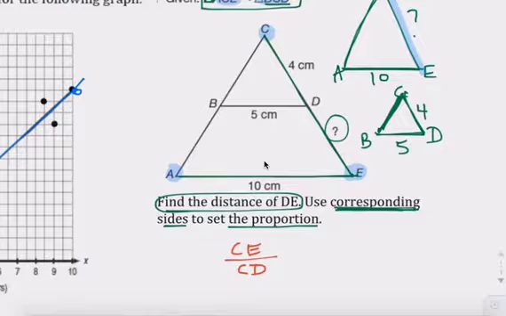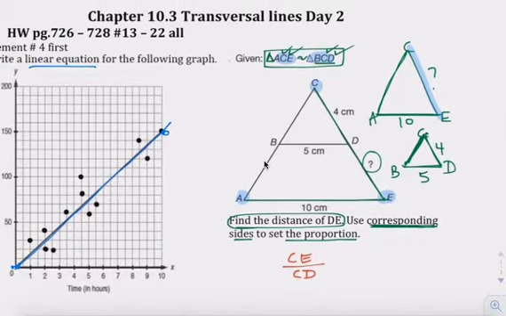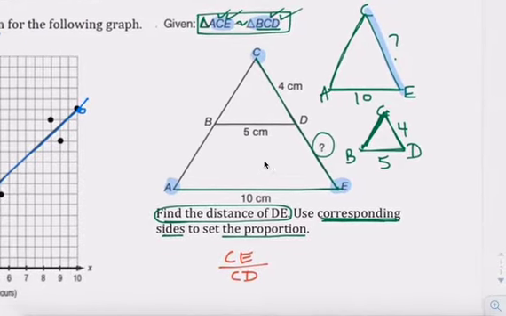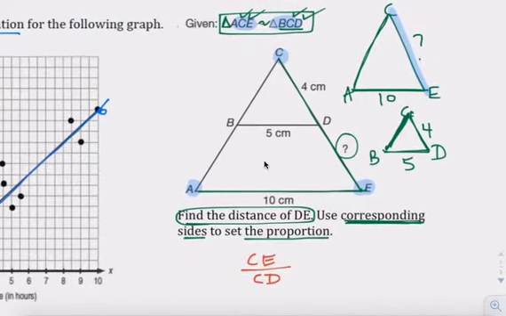Most of second period students didn't have trouble doing this. First period, you guys have a lot of trouble doing corresponding sides. That's not necessarily good. Okay?